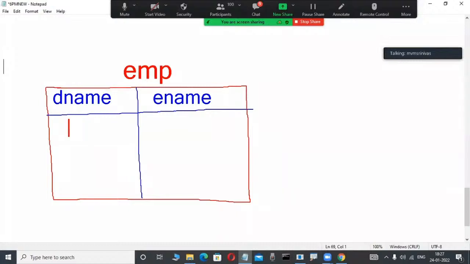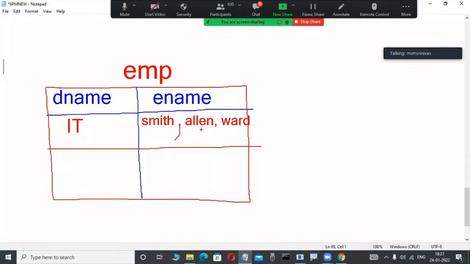Here IT is a department. That is data. In this department, 3 employees are working. Slowly observe here. Very interesting. Smith is an employee, for example. Allen is an employee. Ward is an employee. I am representing that 3 employees are working in this IT department. That's why I am representing that data in the format of like this only. IT is a department, and in that department Smith, comma, Allen, comma, Ward are working.